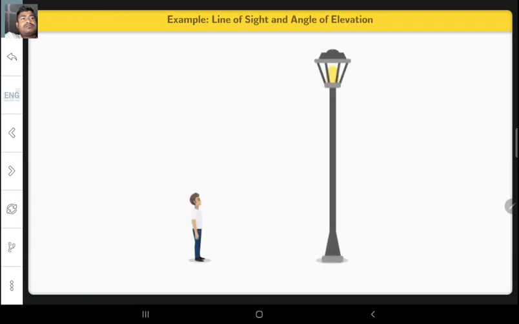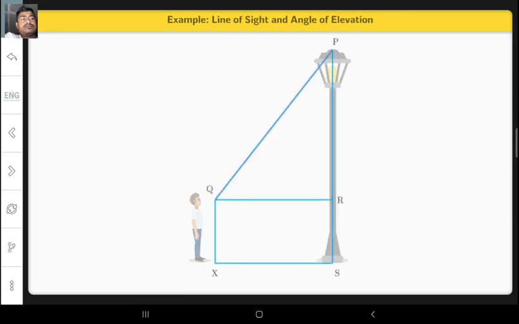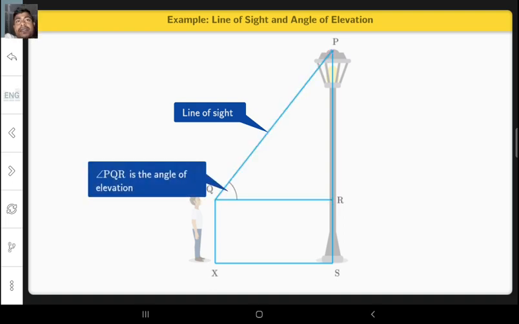Let us assume an observer is looking at an object above the horizontal level. In this figure, QP is the line of sight. QX is equal to RS, the height of the observer's eye from the ground. PR plus RS is the height of the object from the ground. QR is equal to XS, the horizontal distance of the object from the observer's eye, and angle PQR is the angle of elevation or the angle of inclination.